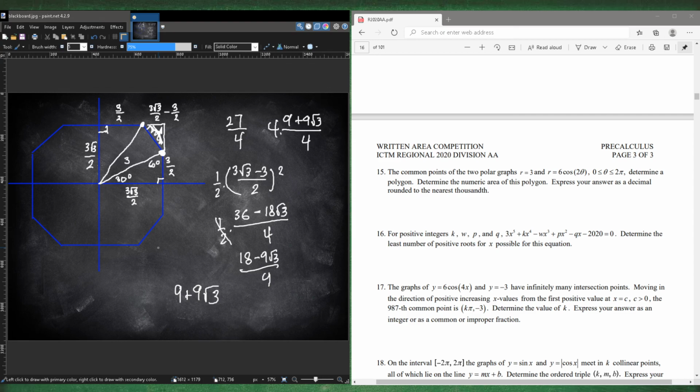So since they ask for it to the nearest thousandth, just plug this in your calculator, and it should come out as 24.588. And that is your answer for number 15.